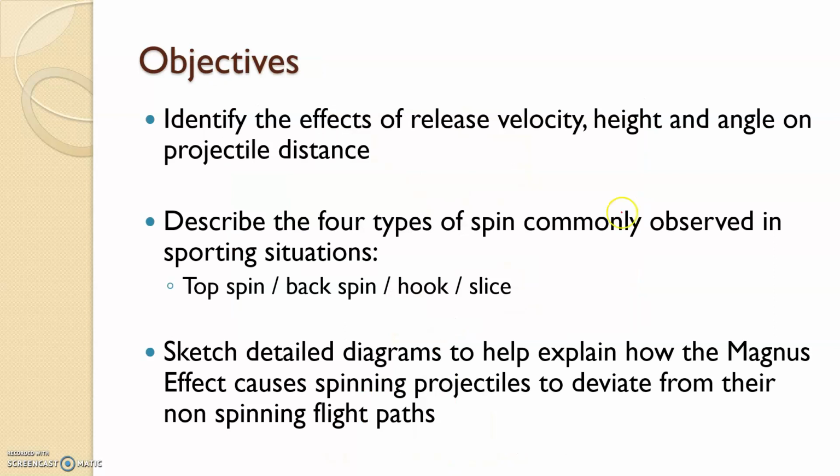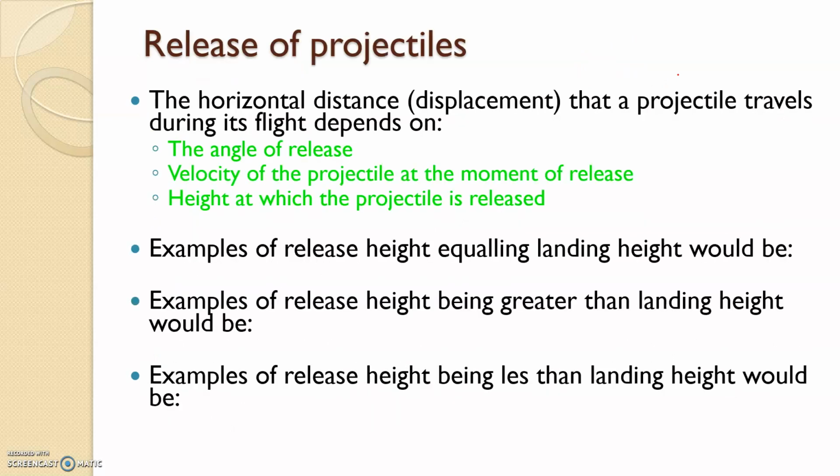Today we're going to look at the effect of release velocity, height and angle on projectile distance. We're going to look at the 4 types of spin, and we're going to sketch out how the Magnus effect causes spin. So the angle, release velocity and height of the projectile upon release are all very important, and then we need to understand in real world sporting contexts why these are important.